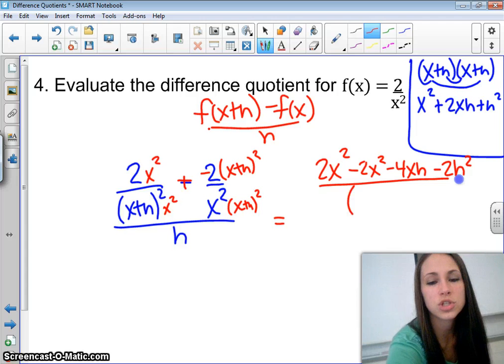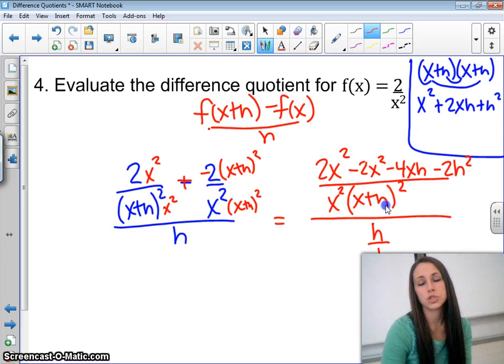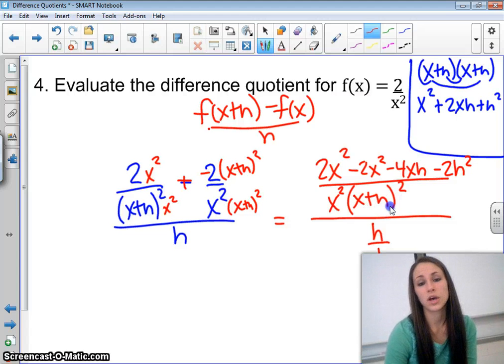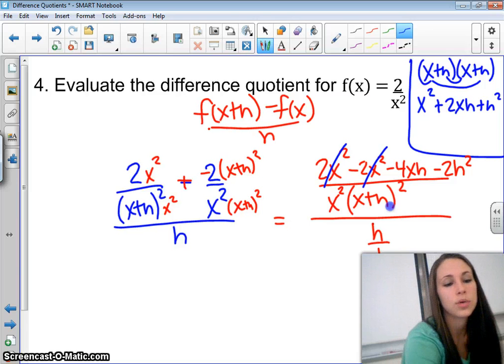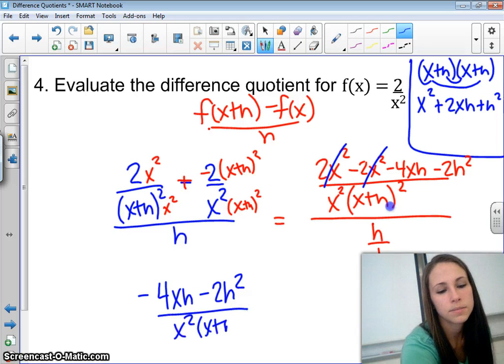All over, I'm just going to leave my common denominator, x squared, x plus h squared. You could also factor it out. You could put x squared plus 2xh plus h squared there, and it would be the same thing. I just don't like to write it all out. It makes it look a lot bigger than it is. So I just leave it like this, and it's fine to do that. The 2x squareds are going to cancel out, and so in the top I'm left with negative 4xh minus 2h squared over my common denominator.